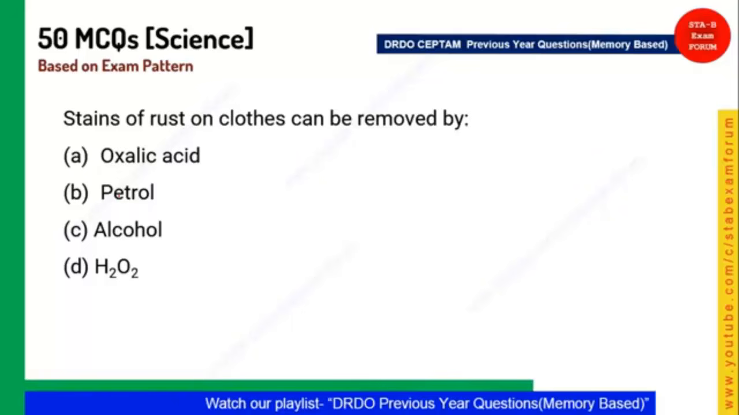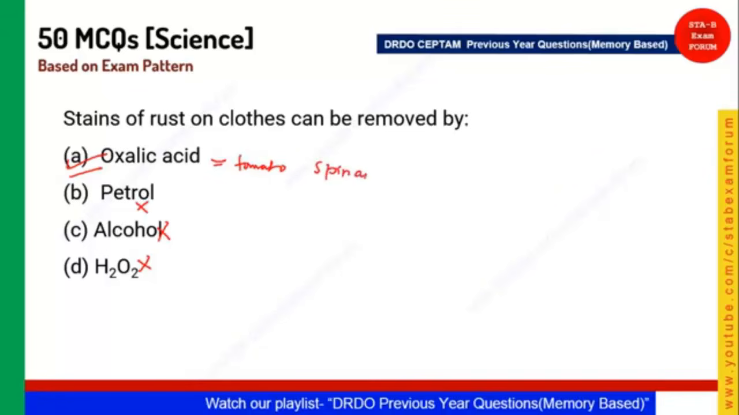Stain of rust on cloth can be removed by what? These are the four options, and the answer for this question is not petroleum, not alcohol, not H2O2, oxalic acid. As we have seen, it is found in where? Tomato and spinach. Okay, in these two oxalic acid is also present.